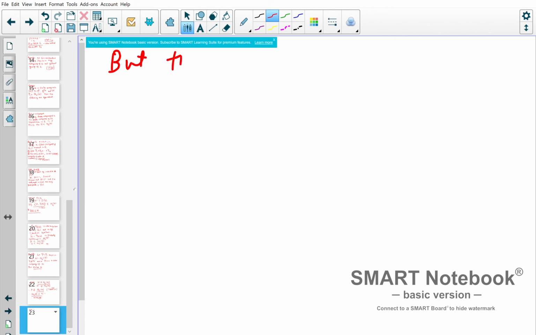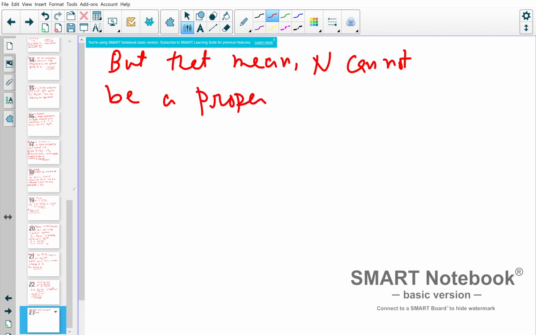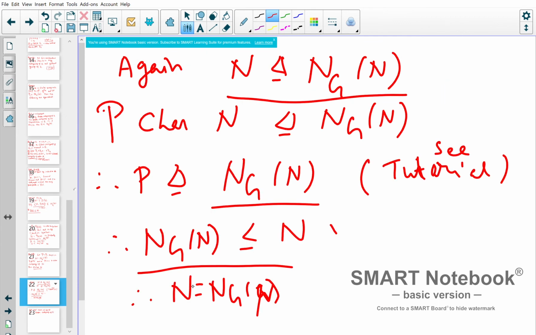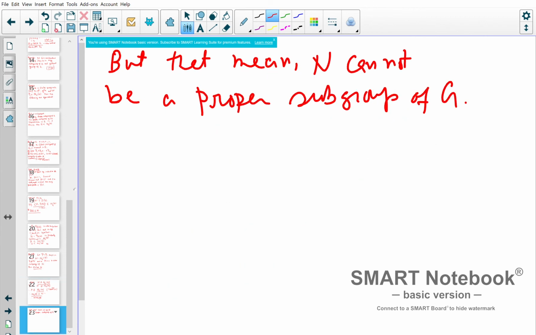But that means N cannot be a proper subgroup of G, right? Because if N is a proper subgroup of G, then N cannot be equal to the normalizer of N in G, right? But here we proved that N is the normalizer of N in G. Thus, N equals G. It's not proper, it has to be the full thing.